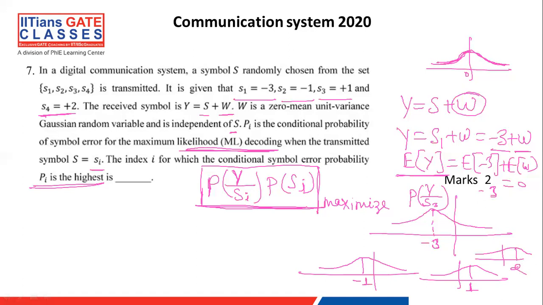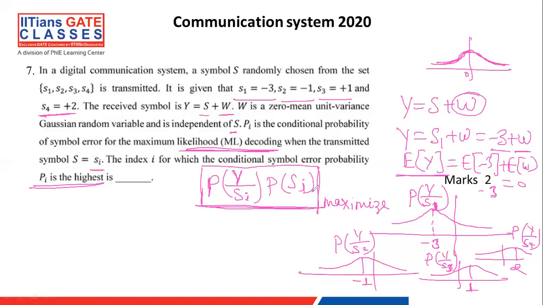Okay, now we already know all the p(y|si). So this is p(y|s2), this is p(y|s1), and this is p(y|s4). Okay, this is -1, so this is s2, this is +1, this is s3 actually, and this is s1 actually.